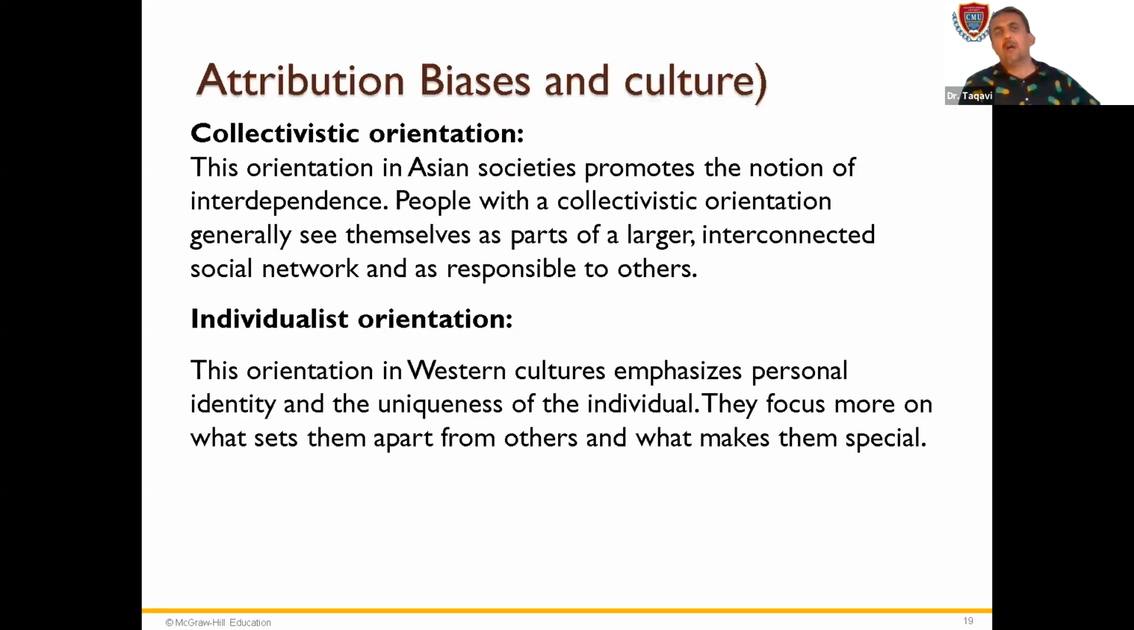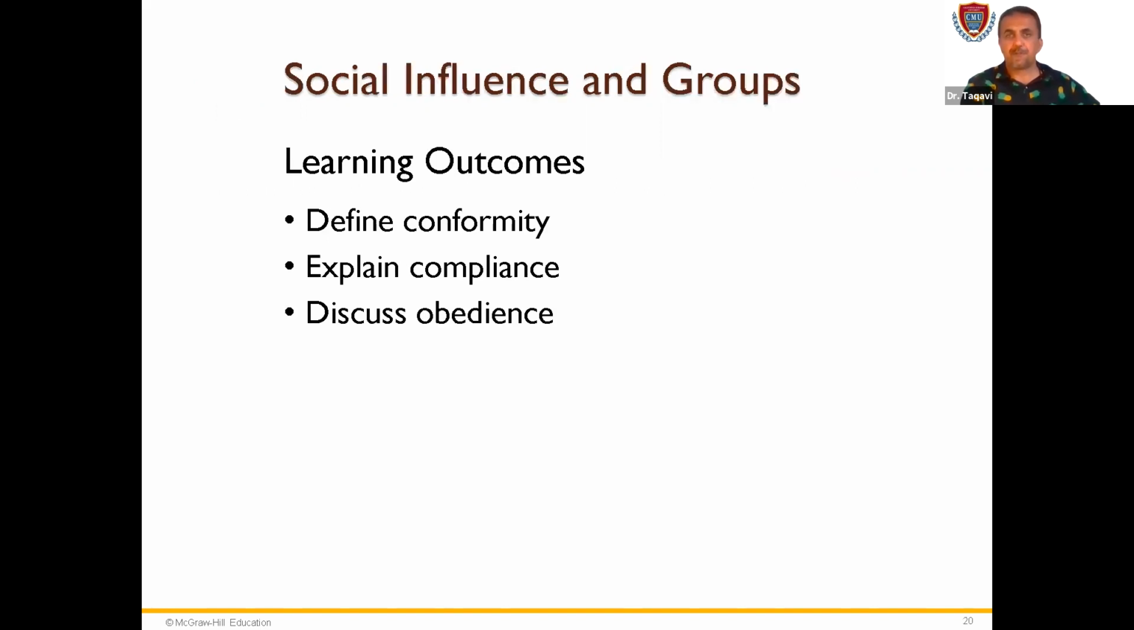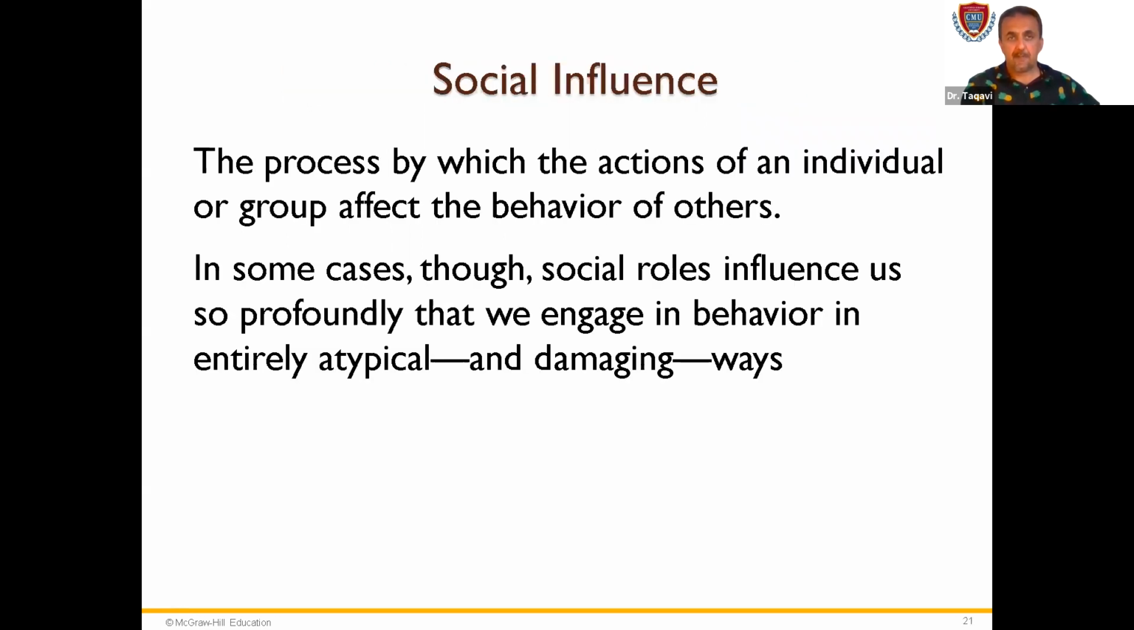Okay, we had a good discussion about attribution, the influence of culture on attribution, and other parts related to attribution as a major part of social psychology. In the next part, we are talking about social influence and groups. Our learning outcomes are: define conformity, explain compliance, and discuss obedience.